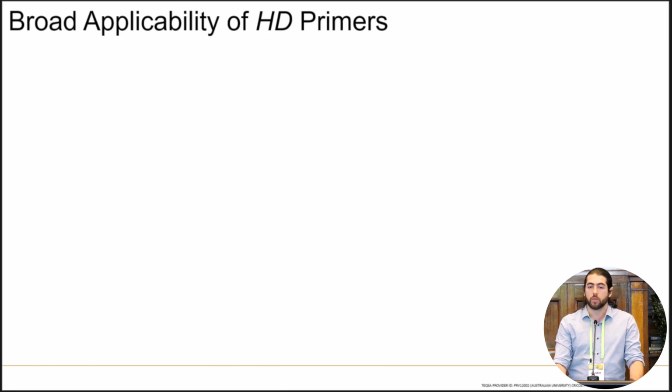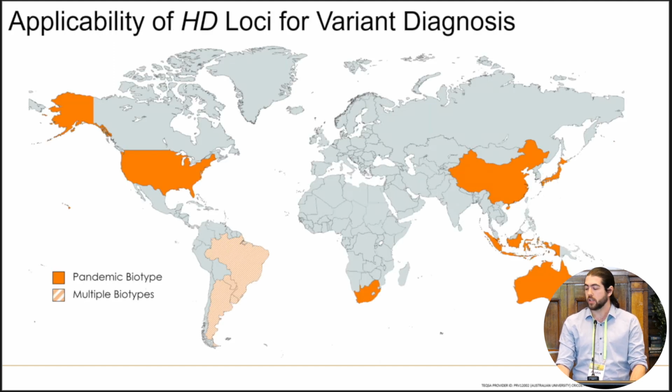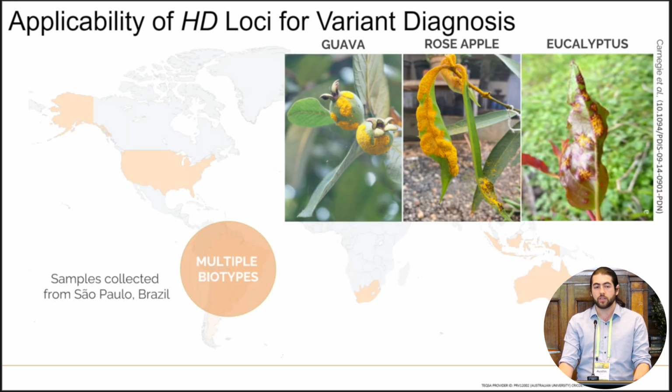Now that we are confident that we can amplify this region, we wanted to see how broadly applicable it is to those other exotic types. As you heard from Thais earlier, around the globe there's a pandemic biotype, which is common here in Australia, but in South America there are multiple biotypes. As these different biotypes all have very variable HD regions, we wanted to make sure we could still amplify these, so we could see if we can use this as a way to detect these different variants.